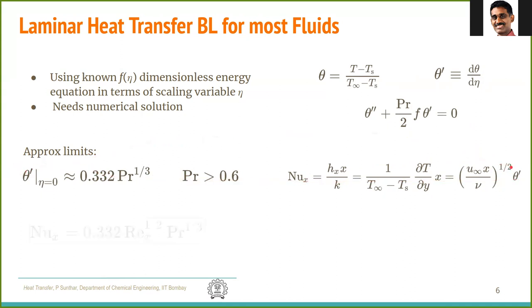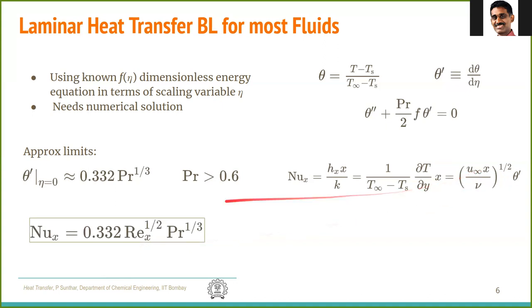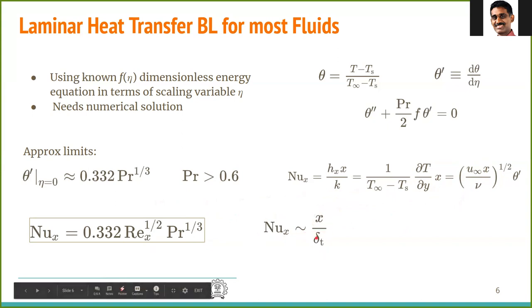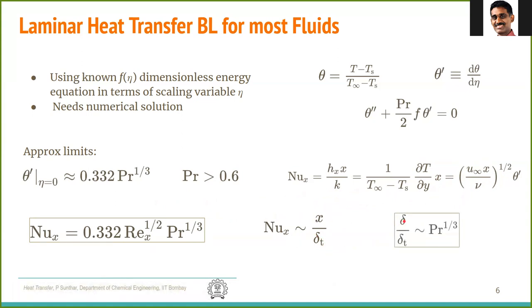Substituting for theta prime in this expression, we get an expression for Nusselt number: 0.332 Reynolds per half Prandtl per 1 by 3. Notice that this Reynolds is a function of x. So as you move along the flat plate x, the Reynolds number defined by this expression also increases. Earlier, we have seen that the Nusselt number is nothing but the inverse thermal boundary layer thickness. Using this and the expression for a laminar boundary layer that we derived in the previous slide, we can obtain the ratio of laminar momentum boundary layer to thermal boundary layer to be Pr per 1 by 3. This is again another useful scaling relationship that is important for laminar flow in flat plates.